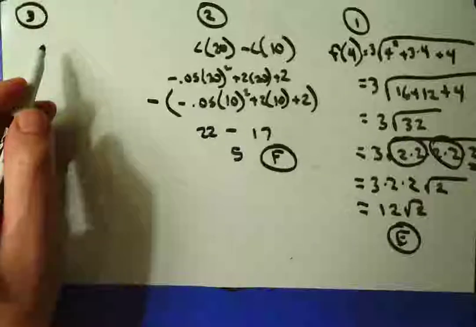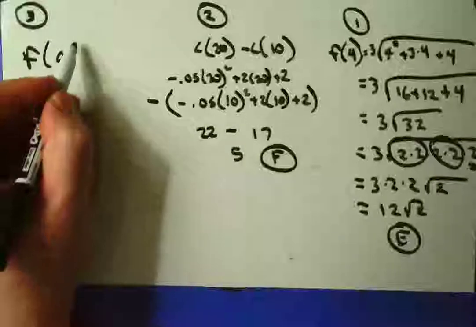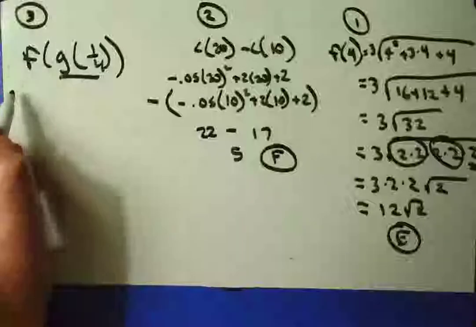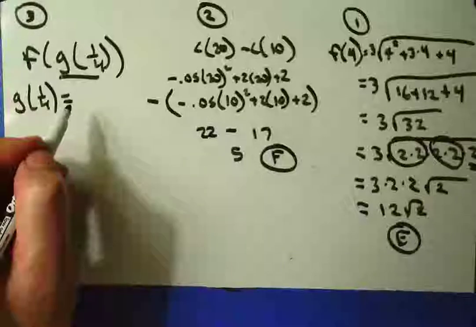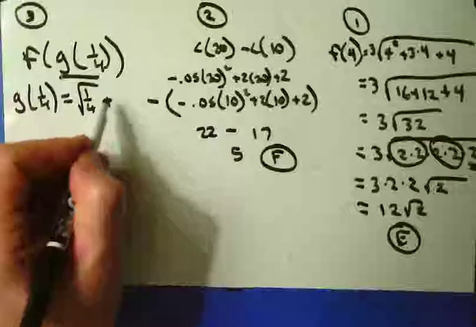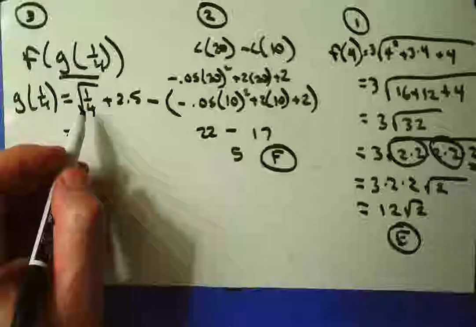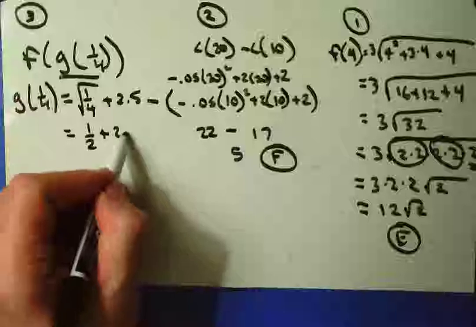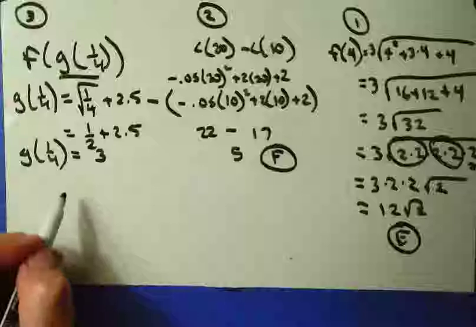3. F of x, g of x are given. What's f of g of 1/4? Well, I notice I'm supposed to find g of 1/4, so let's do g of 1/4 first. G of 1/4 means I go to g of x and I plug a 1/4 in. So 1/4 under the radical plus 2.5. Well, the square root of 1/4, that's 1/2 times 1/2, is 1/2 plus 2.5, or 3. So g of 1/4 is 3.